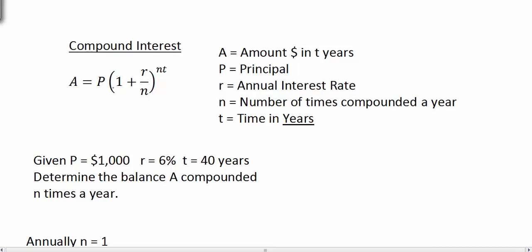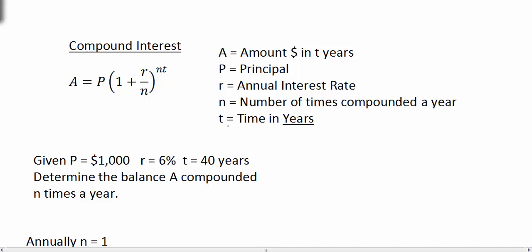A equals P times 1 plus r over n raised to the nt. A is going to be the amount of money that is in the account in t years. Now keep in mind here, t has to be in years. P is equal to principal. r is the annual interest rate, okay? And n is equal to the number of times that you're compounded a year. So how often are you going to compound the interest each year? Is it just going to be once a year, twice a year, 4 times a year?